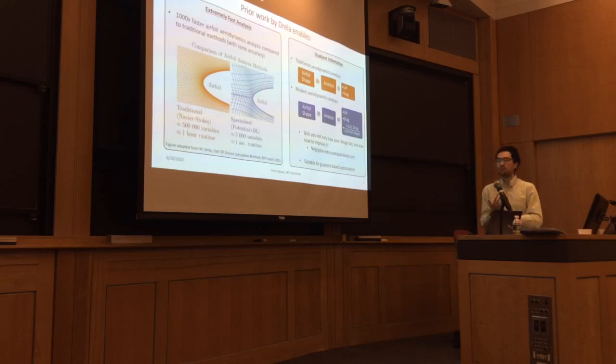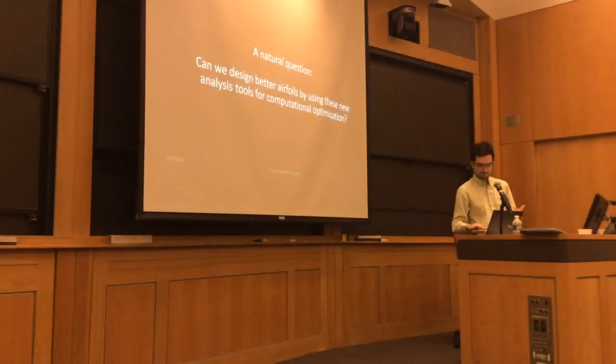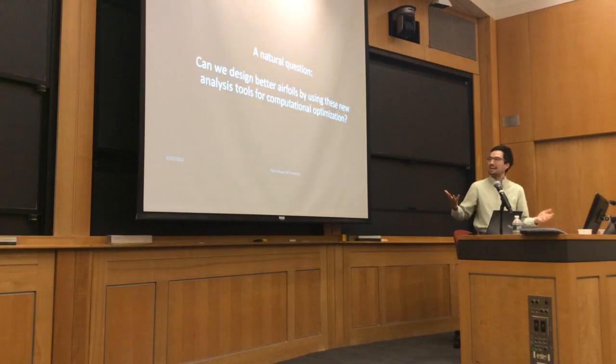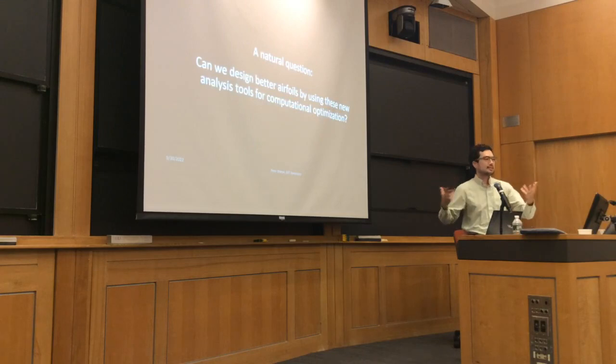And so that tells you not only how your design did, but also how you could improve that design. And the best part is that we get that at basically no extra computational cost. So that's really revolutionary. And it means that this is suitable for gradient-based shape optimization. So here's the natural question: can we actually do this? Can we design better airfoils by using these new analysis tools for computational optimization?